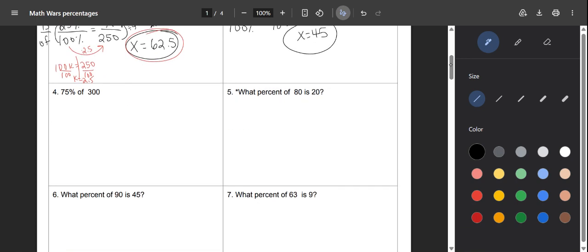Number 4 is another you-do problem, so go ahead and get that set up. You can either use tape or you can use a proportion. Press pause now, solve that, and come back when you're ready to check it.